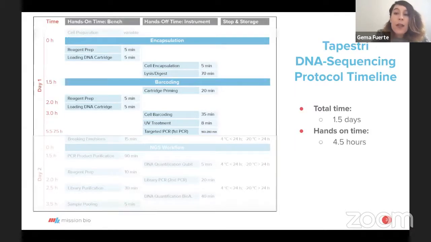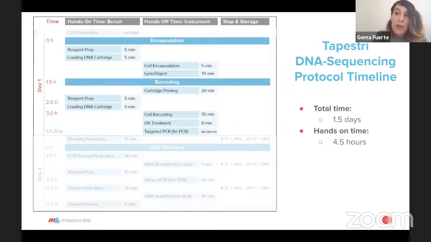This is just a screenshot of the Tapestri DNA sequencing protocol timeline. So I'm not sure if you had the chance to join the session that one of my colleagues did last week. That was all about cell preparation. So with the Tapestri platform, you can get from cells in suspension or isolated nuclei all the way to library ready, sequencing ready libraries in 1.5 days. And the total hands-on time is around 5.5 hours.